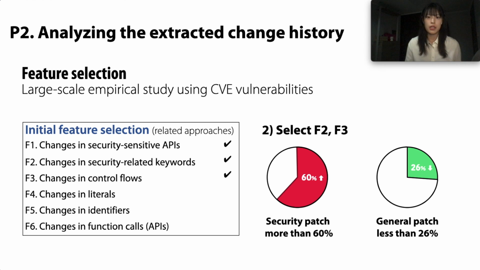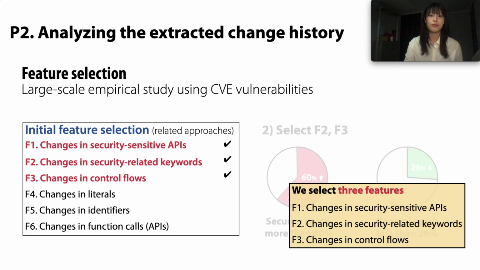Next, we selected F2 and F3 features, which appeared at a much higher rate in security patches than in general code patches. To sum up, we selected 3 features: changes in security-sensitive APIs, changes in security-related keywords, and changes in control flows.